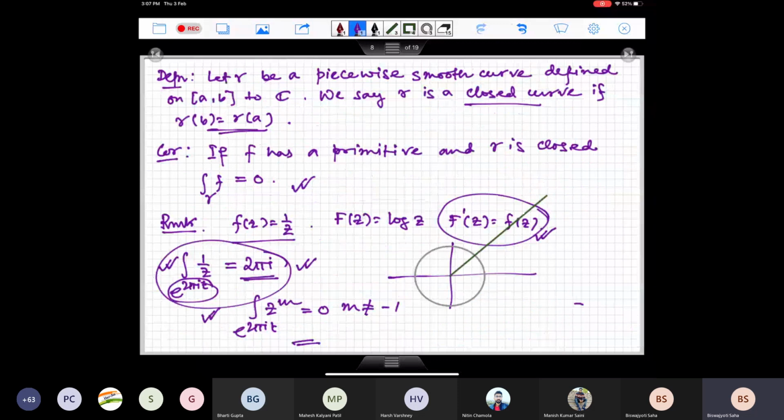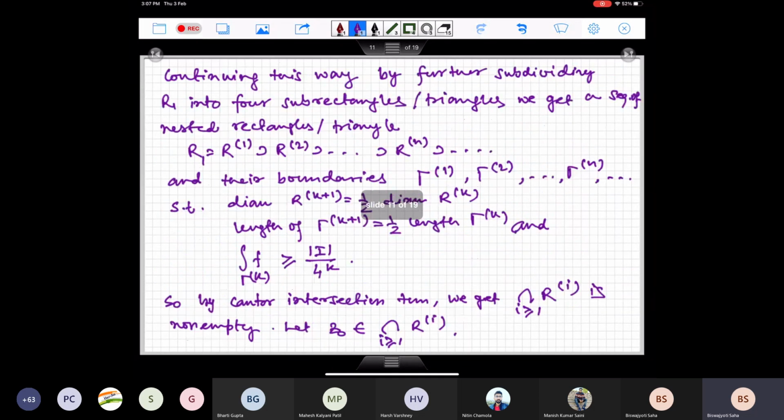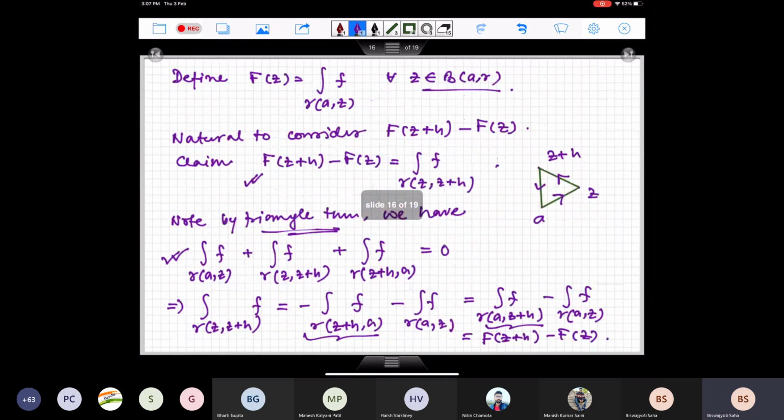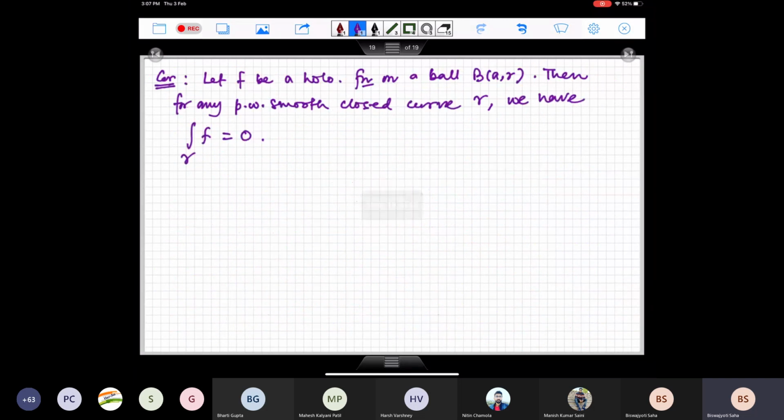So we had seen that if f has a primitive and gamma is closed, then the integral is going to be 0. Okay, so here what I see is that if I take any holomorphic function, then it's going to have a primitive, and therefore on any closed curve the integral is going to be 0. Okay, so this is something special, that property that we see for holomorphic functions.